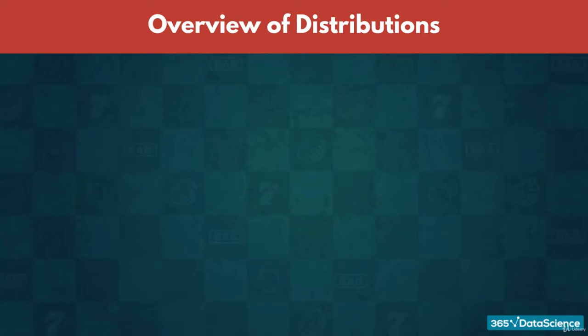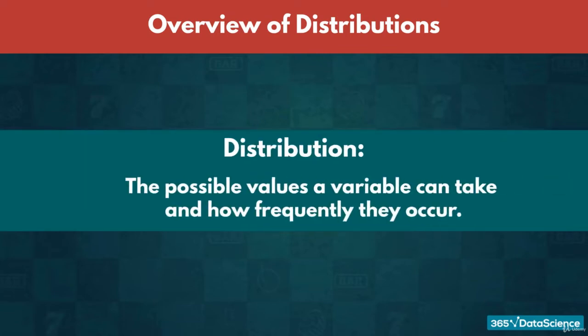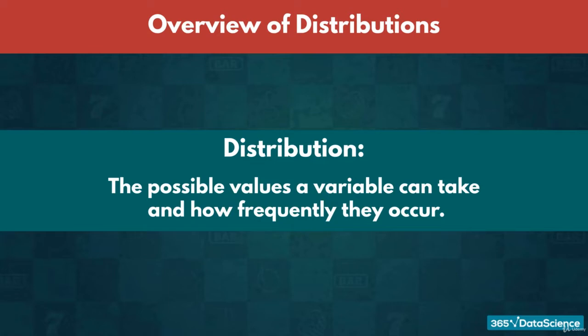Welcome back. This lecture is going to serve as an overview of what a probability distribution is and what some of its main characteristics are. Simply put, a distribution shows the possible values a variable can take and how frequently they occur.